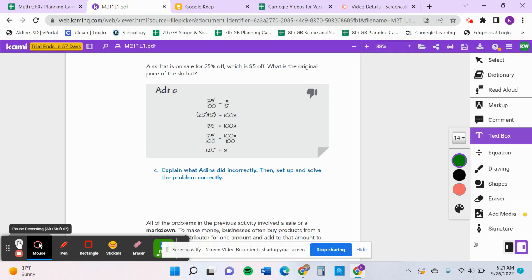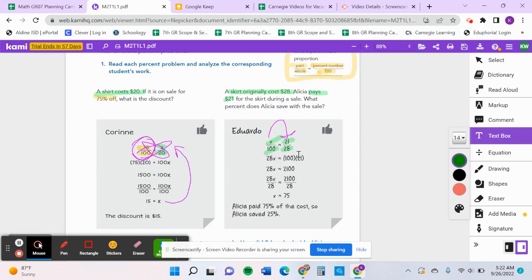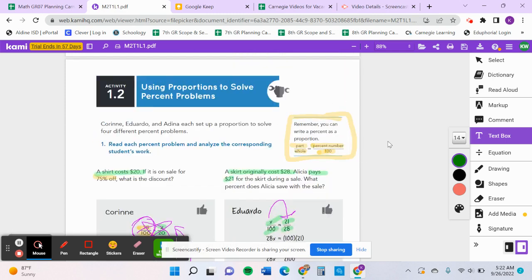It says a ski hat is on sale for 25% off, which is $5 off. What is the original price of the ski hat? So here, Adina is trying to figure out what is the original price of the ski hat. Thinking about what you know already about proportions, do we need to scroll up? Right here.